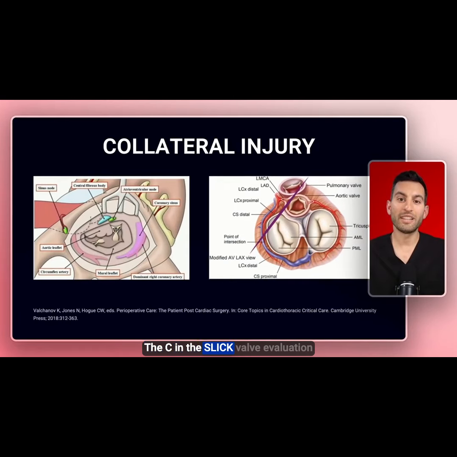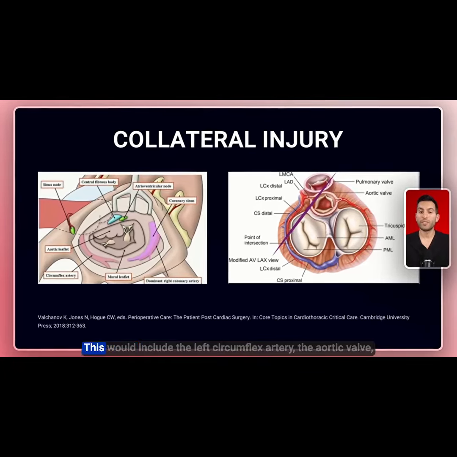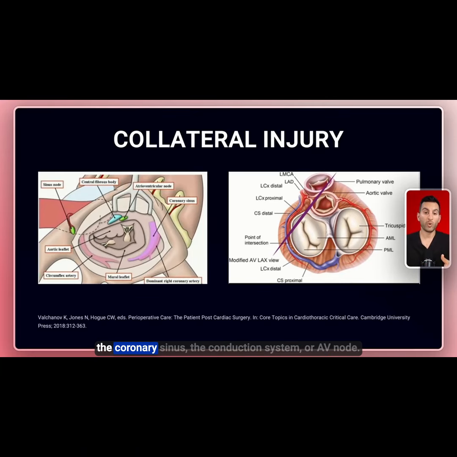The C in the slick valve evaluation stands for collateral injury. This is where you want to think what structures are close by anatomically to the mitral valve that could have been injured at the time of surgery. This would include the left circumflex artery, the aortic valve, the coronary sinus, the conduction system or AV node.